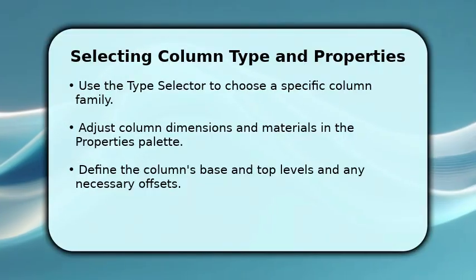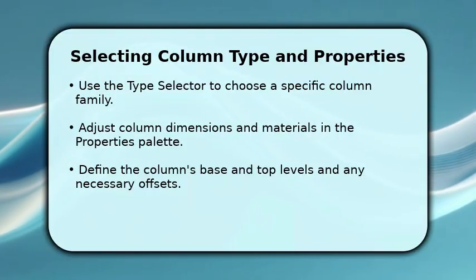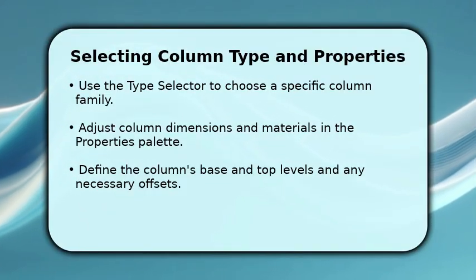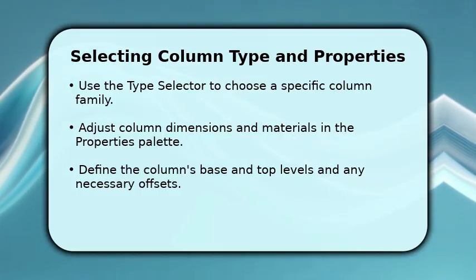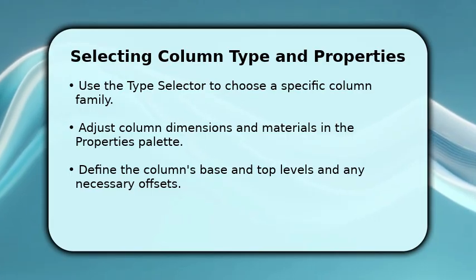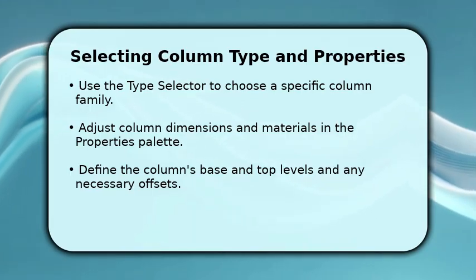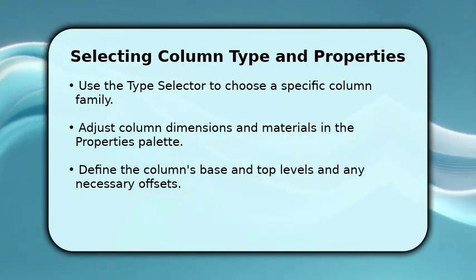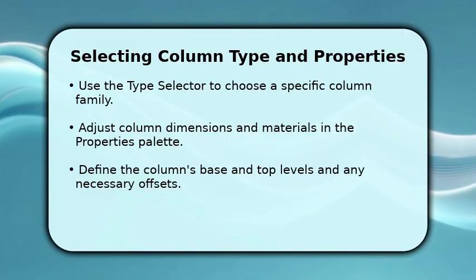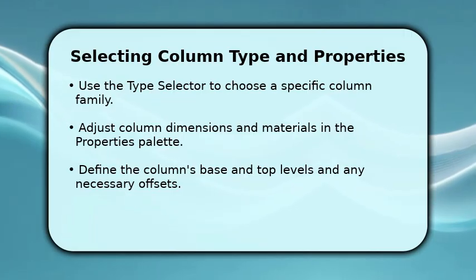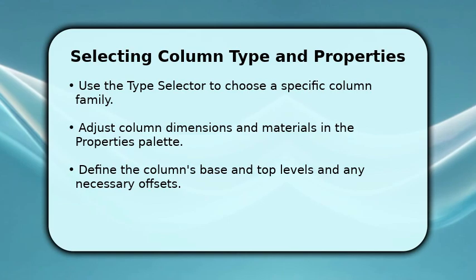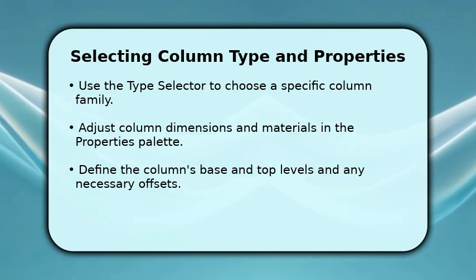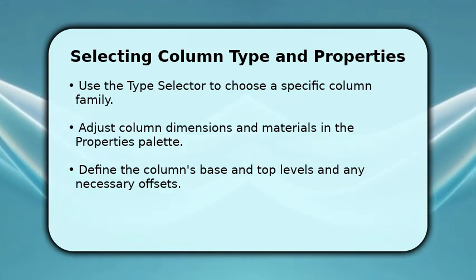Once you have selected the column tool, the next step is to define its properties. Utilize the Type selector, found in the Properties palette, to choose from various preloaded column families or load new ones. The Properties palette also allows you to modify crucial parameters such as column dimensions, materials, and other instance properties. Crucially, set the column's base and top levels, along with any offsets, to ensure it spans the correct floors and aligns precisely within your model.